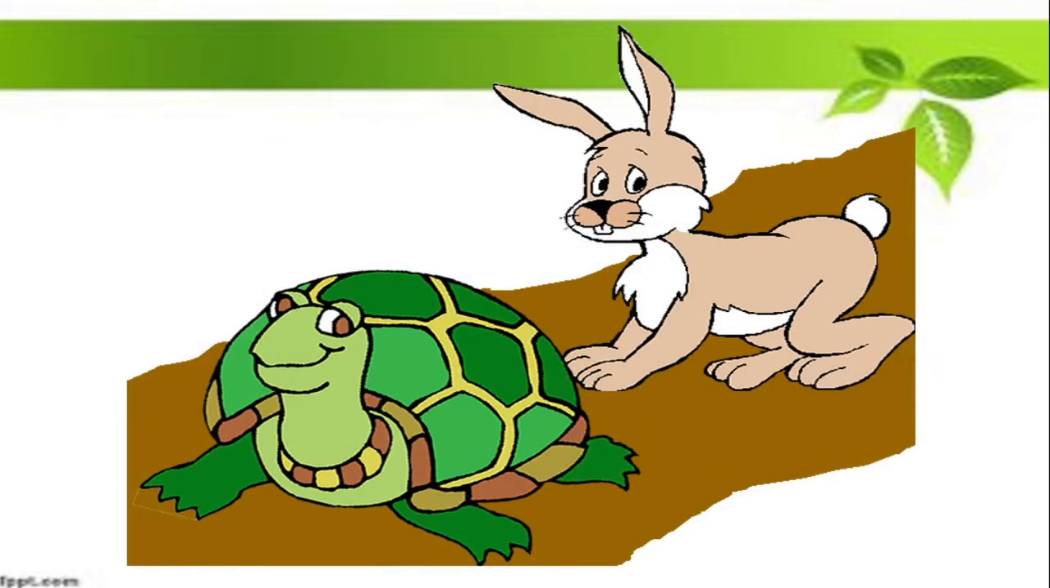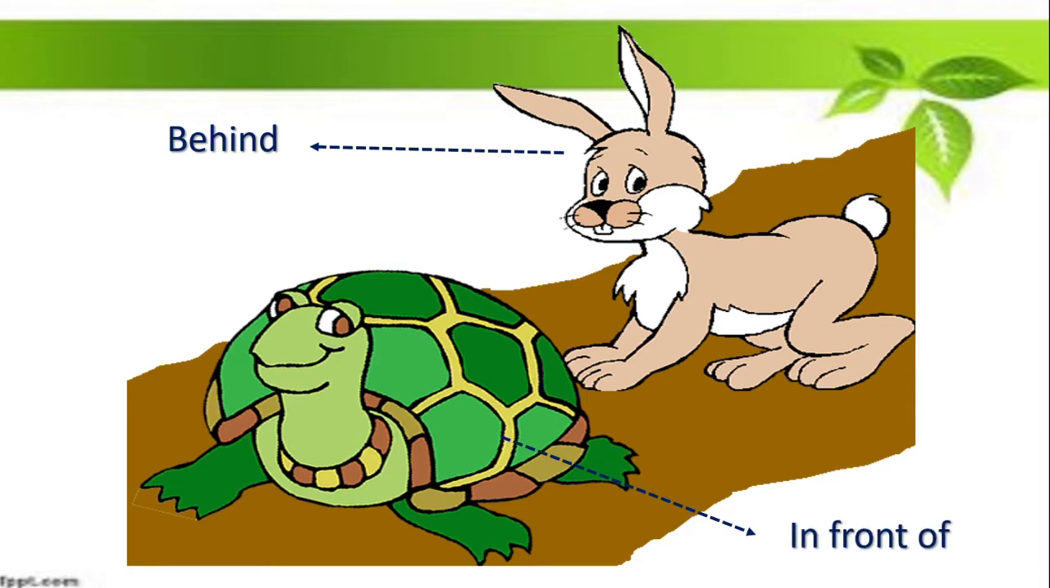Here you can see a race between the tortoise and the rabbit or the hare. Now here also see the position. You know the story of tortoise and the hare, isn't it? Here the tortoise is in front and the hare is behind, isn't it?